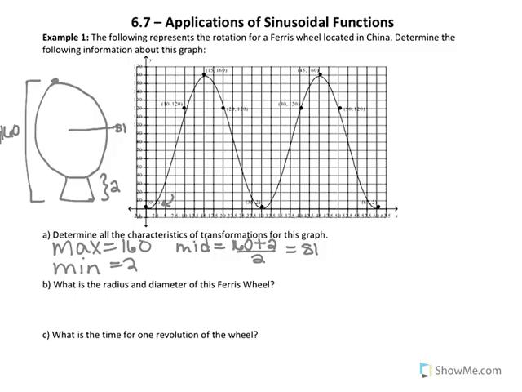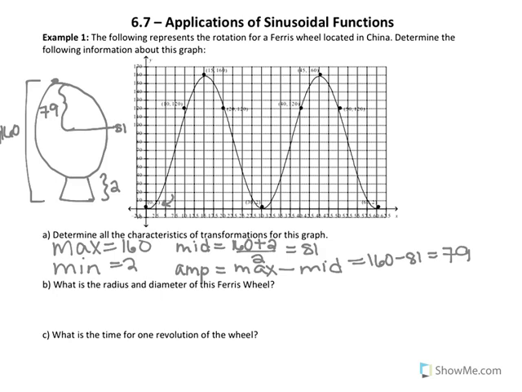We can also find the amplitude. So the amplitude is going to be the max, subtract the mid, so it's going to be 160 minus 81, and that would be 79. So my amplitude is 79. And what that represents is this portion right here, 79.